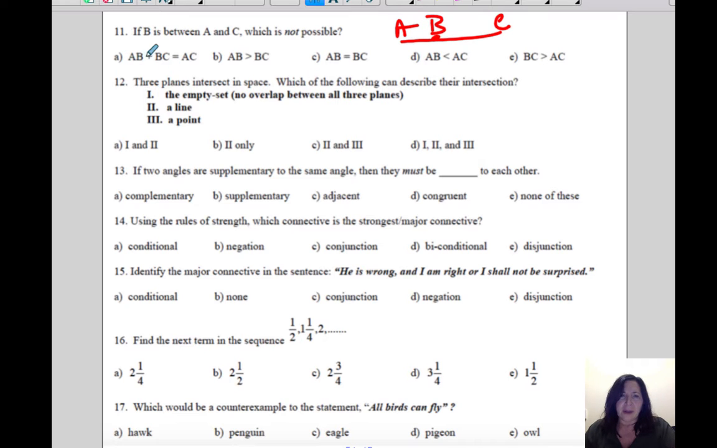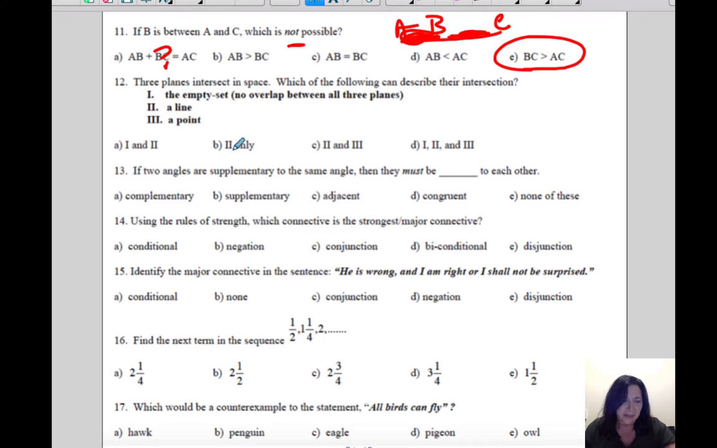The only one, okay, so AB plus BC is equal to AC, totally possible. AB is greater than BC, I mean maybe. AB is equal to BC, well if B is in the middle, then that could work. AB is less than AC, that works. The only thing that's not possible is to have one of the little segments be bigger than the whole length, which is what this is saying. Can BC be bigger than the whole length? That's no. So that would be not possible, okay?